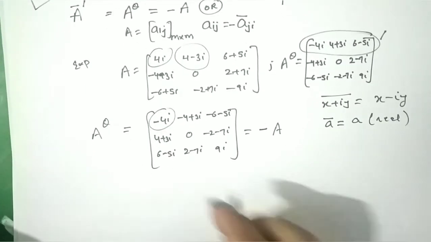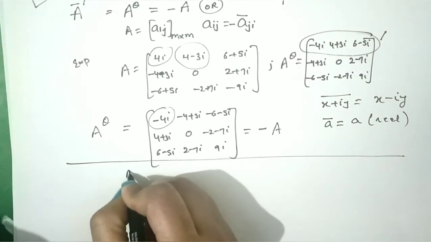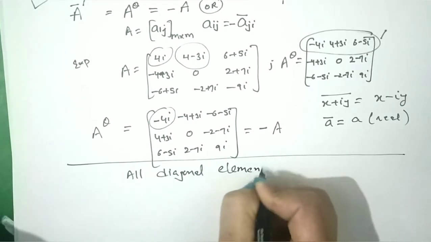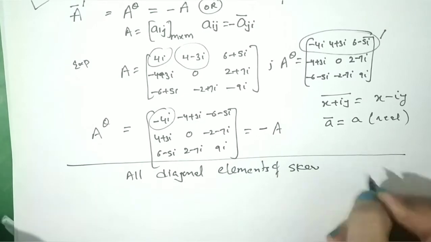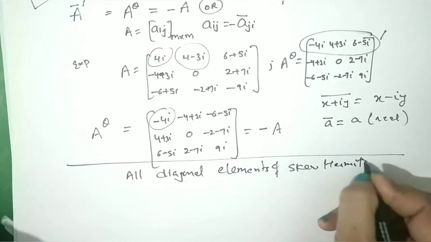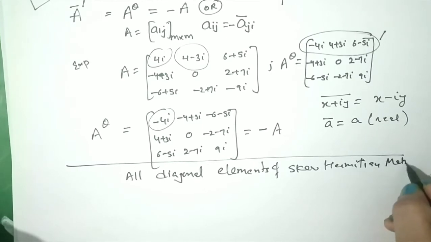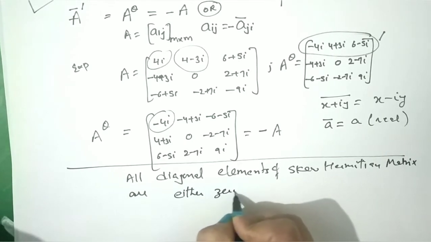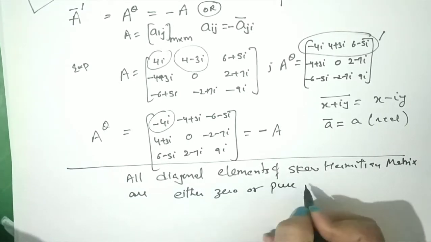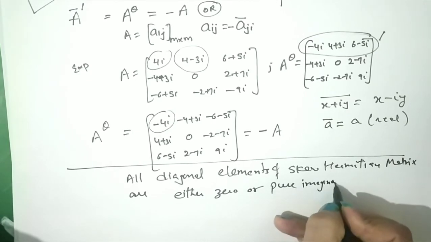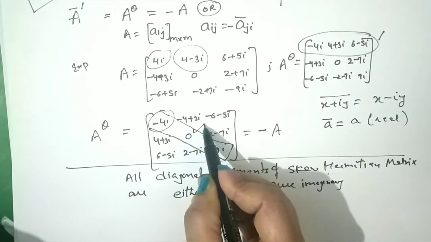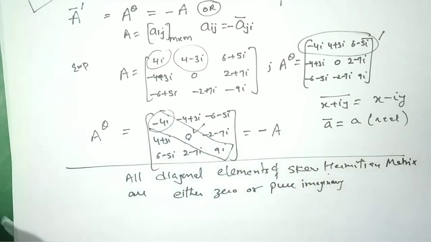Now quickly we check for the diagonal elements. All diagonal elements of a skew Hermitian matrix are either 0 or pure imaginary. As you can see here, these are the diagonal elements. Either they are real and 0 or they are purely imaginary. So these are the conditions we have to prove now.